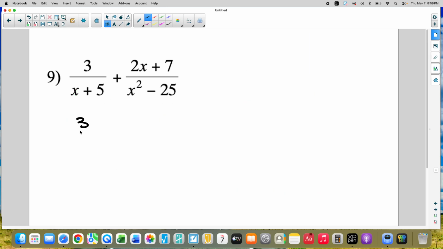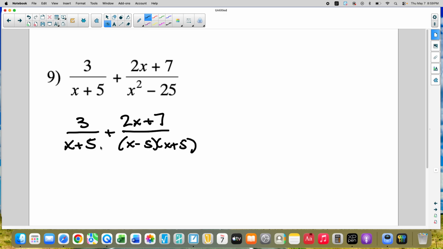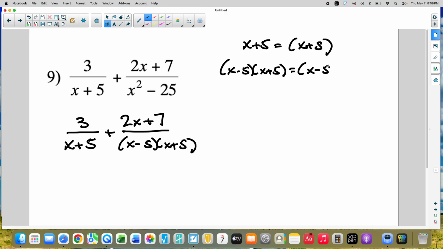So I want to factor that denominator. Not the numerator, the denominator. This is x minus 5, x plus 5. That's the difference of squares. Now I look and I want to do the prime factorization. The prime factorization of x plus 5 is x plus 5. We can't separate things being added or subtracted. The prime factorization is x minus 5 times x plus 5. We can separate those because it's being multiplied.